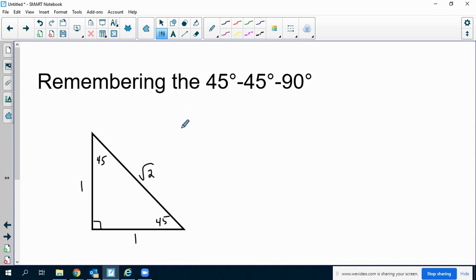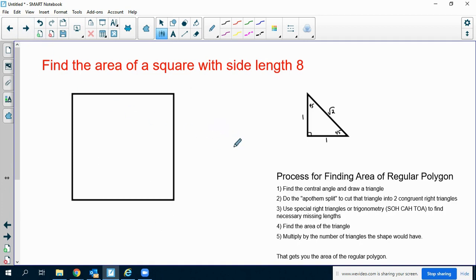We're now going to talk about how to find the area of a square given a variety of different things. First, let's remember the 45, 45, 90 triangle, just in case we need it, which I'm sure we will. Now, in a square, you actually never really need this process.